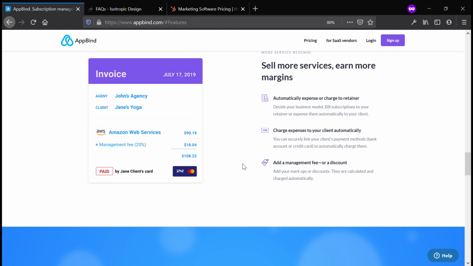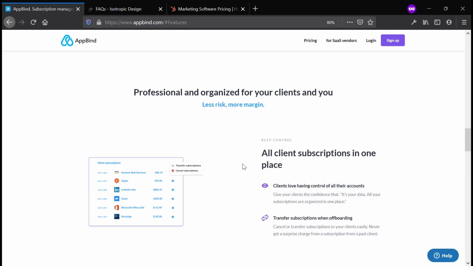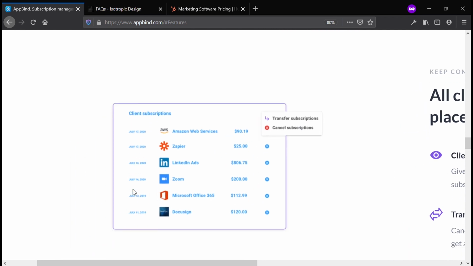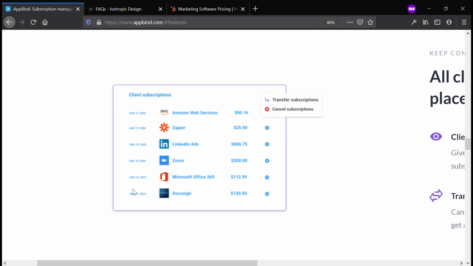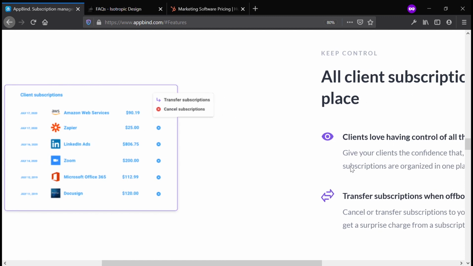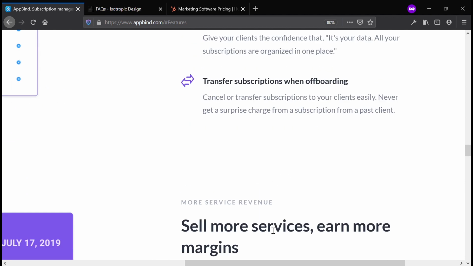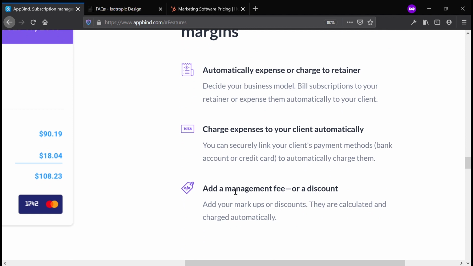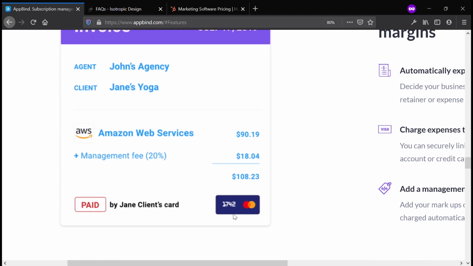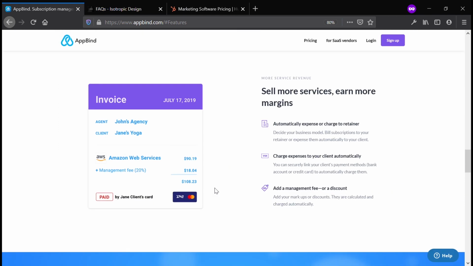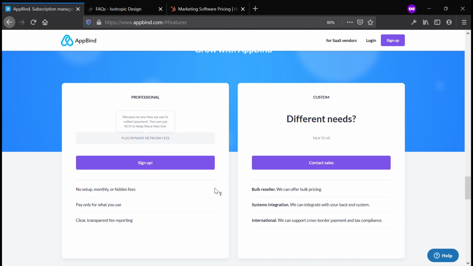So say, for example, you have an AWS subscription, a Zapier subscription, and a LinkedIn ad subscription, all things that you are managing through Appbind, but billing your customer through Appbind. So you're not actually paying for it and then rebilling the customer. The customer is just paying for it directly through this system. You can add a 5% maintenance fee on top of that, and it'll just charge 5% on top of whatever that subscription costs, paying you for your time of managing these services. So that's how we do subscriptions.